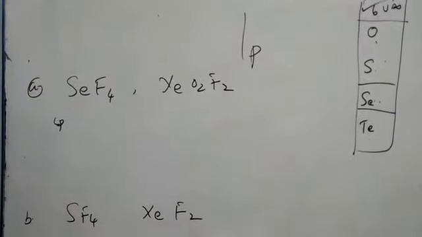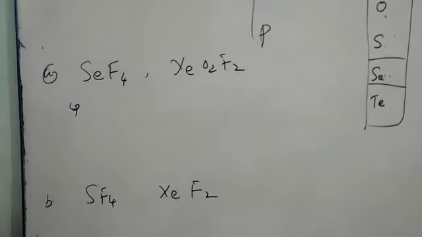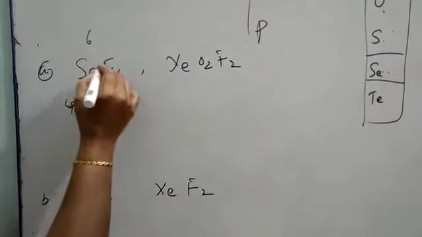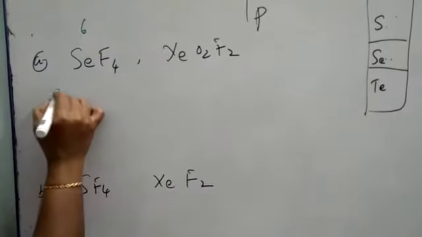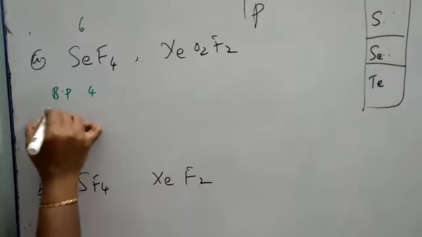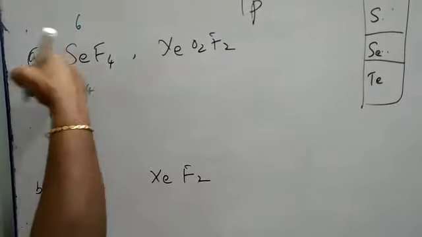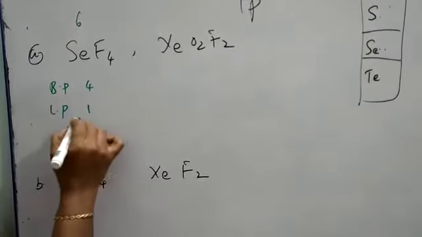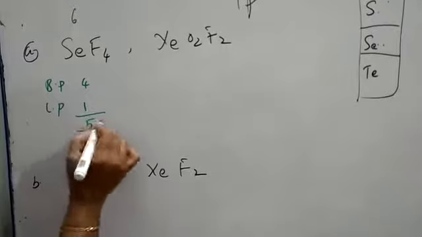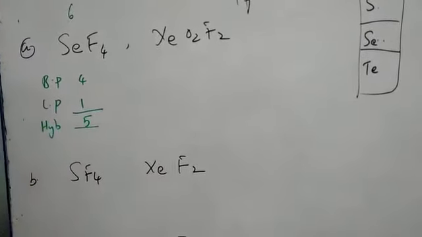Out of the 6 electrons of selenium, 4 are consumed. So what is the lone pair? I will write here: bond pair is 4, lone pair: out of 6, 4 consumed, 2 is left, so lone pair is 1. And the total is what is called the hybridization.